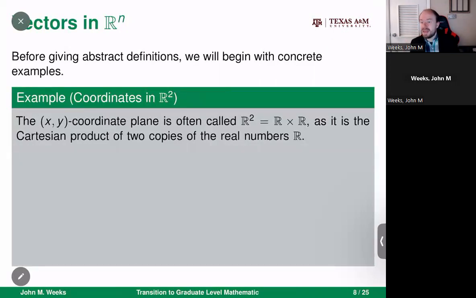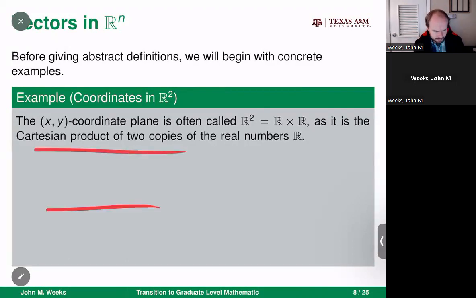That's exactly what we mean when we make these claims about R squared, that we're looking at coordinates in terms of x and y. So that's why we call this the xy coordinate plane. That's exactly what we have going on here.